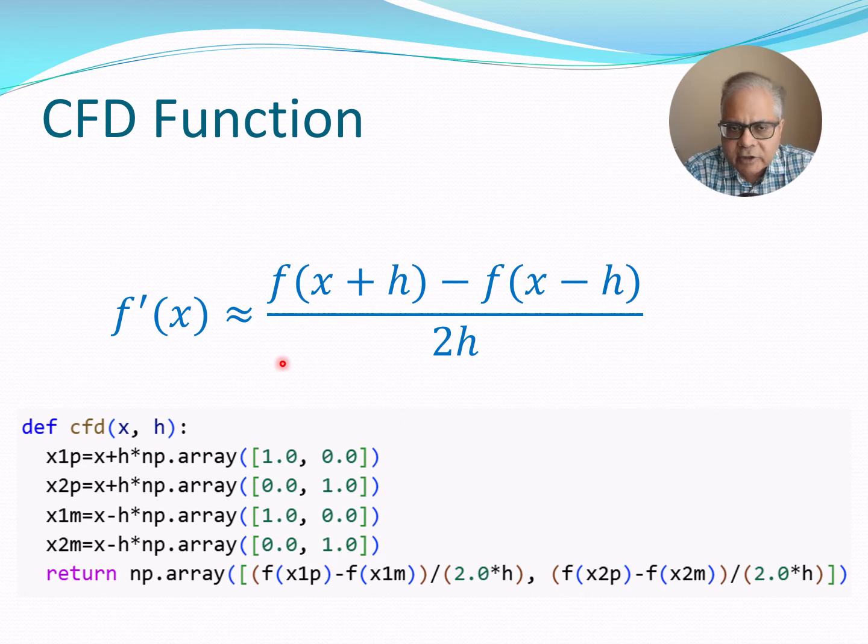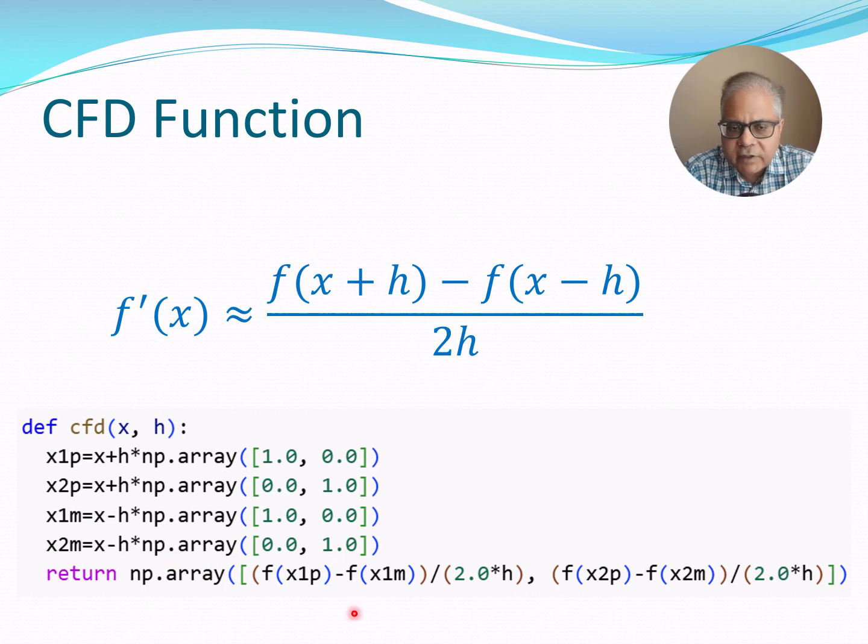Now let's take a look at the central difference formula, and this formula is given here for the one-dimensional function, and I can write the corresponding Python function here. Now in this case there is a little bit more complexity, so essentially what I have to do is I have to perturb each variable, for example on the positive side. So the first two terms here, x1p and x2p, are perturbing in the positive direction the x1 and x2 variables, and the second two terms, x1n and x2n, are perturbing the x1 and x2 in the negative direction.